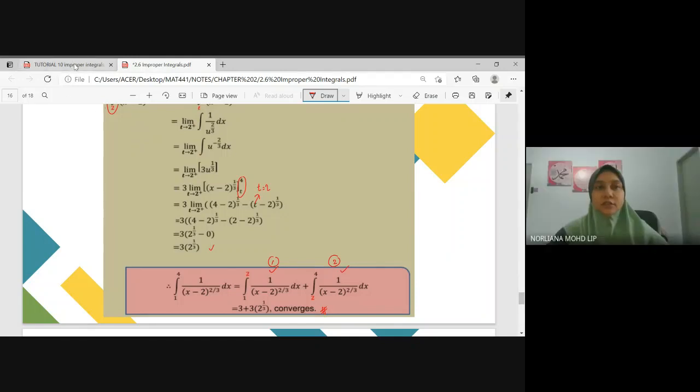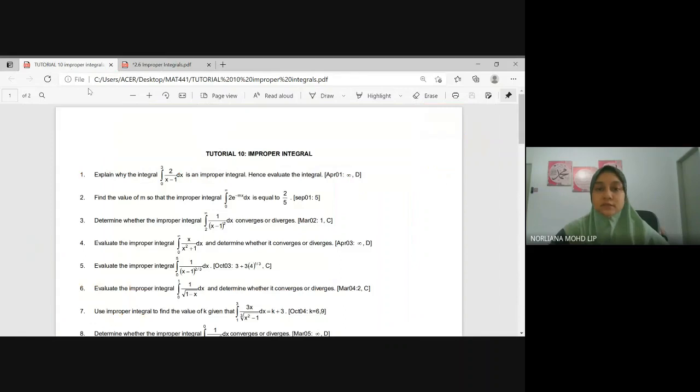Okay, so ni tutorial. Okay, tutorial. Boleh tak? Cuba buat ni. Okay, kita tengok contoh satu tutorial ni. Satu ke dua ke? Tengok contoh.